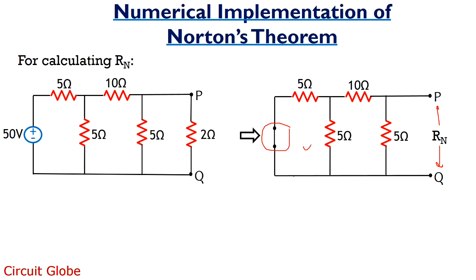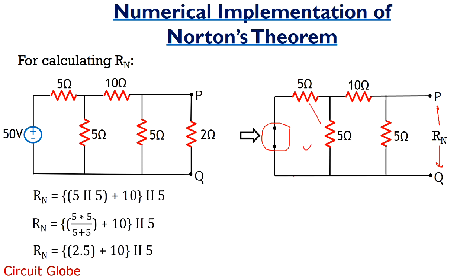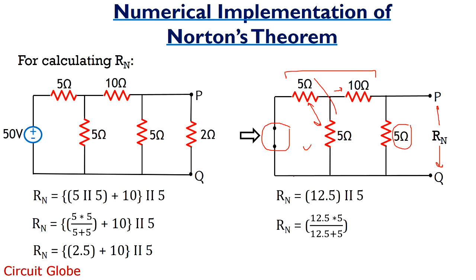From this circuit it is clear that these two 5 ohm resistances are connected in parallel with each other and their combination is in series with this 10 ohm resistance. Lastly, this whole combination is connected in parallel across this 5 ohm resistance. On solving, we will get the value of RN as 3.5 ohms.